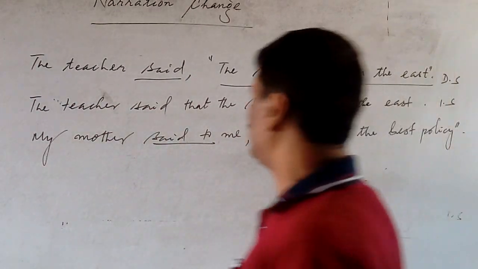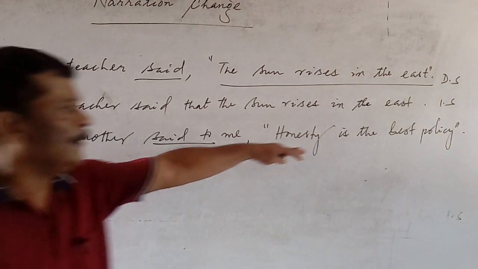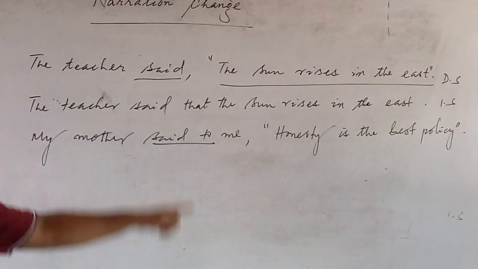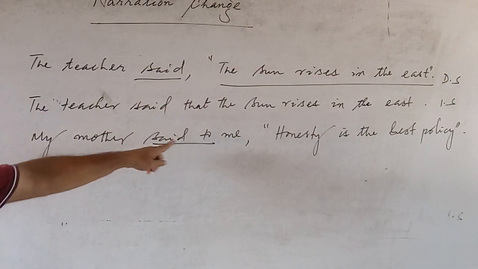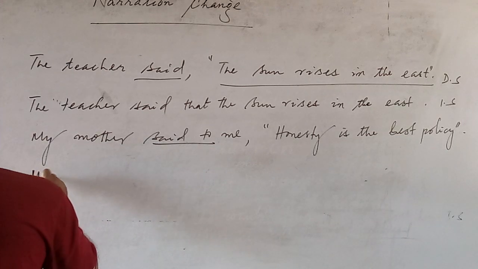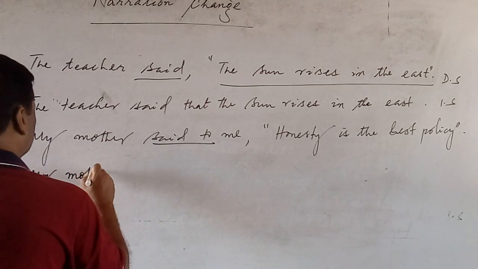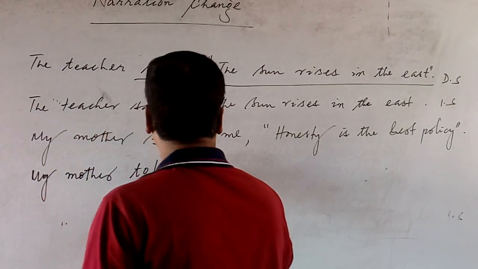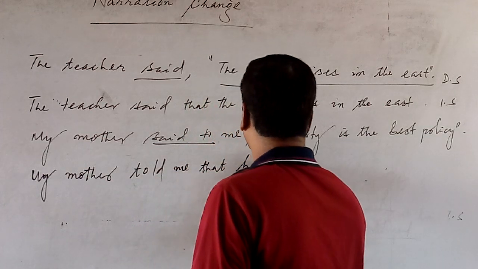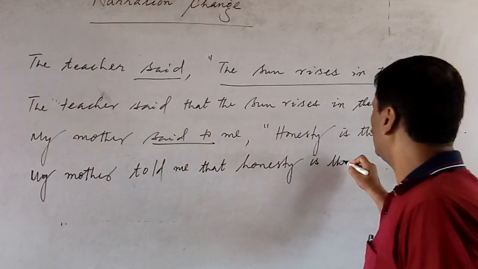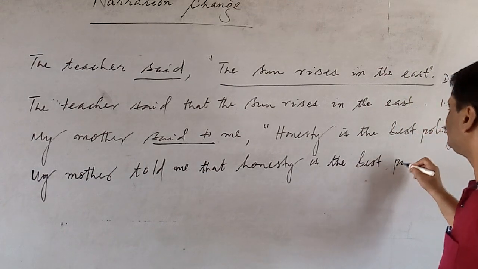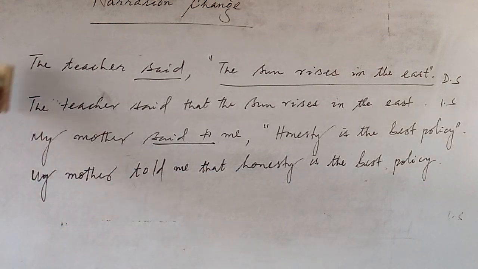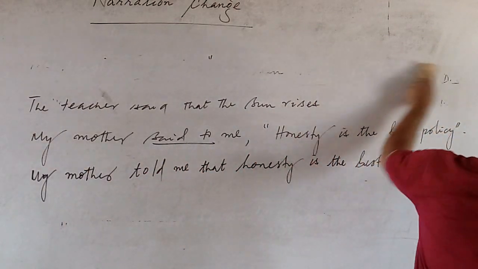So by changing this sentence from direct to indirect speech, there won't be any change of the verb in the reported speech, even though the reporting verb is in past tense. My mother said to me or told me that honesty is the best policy. I think you have understood. Now let me give you a few examples.